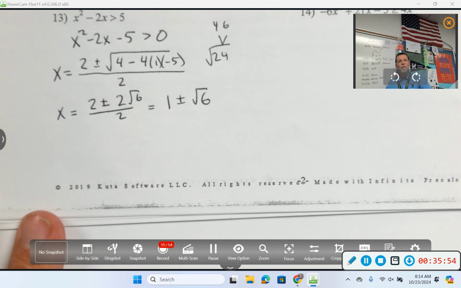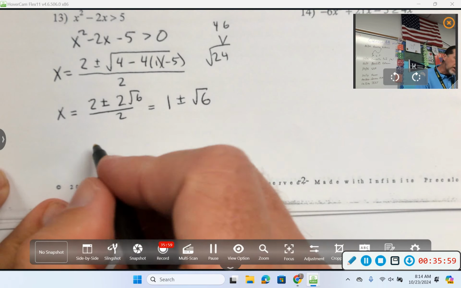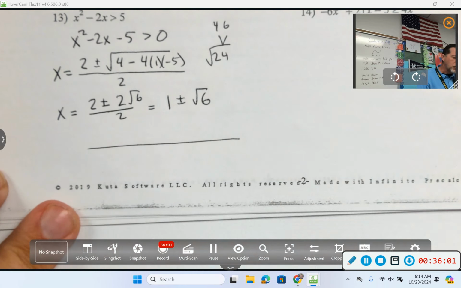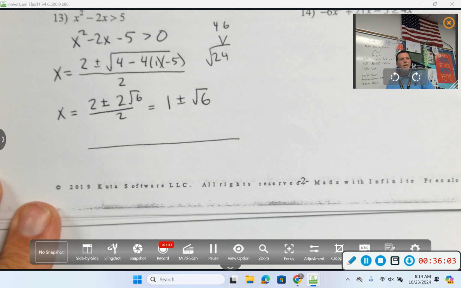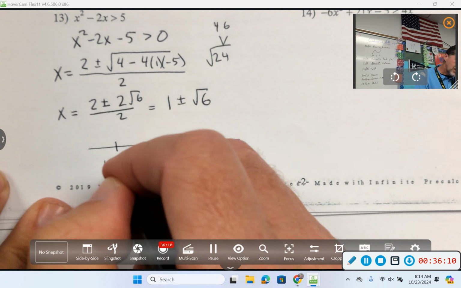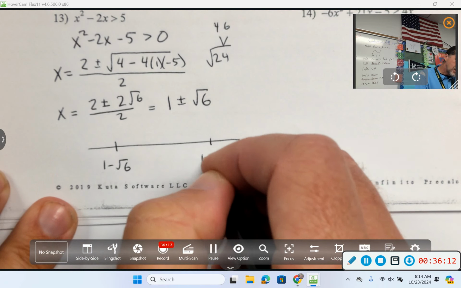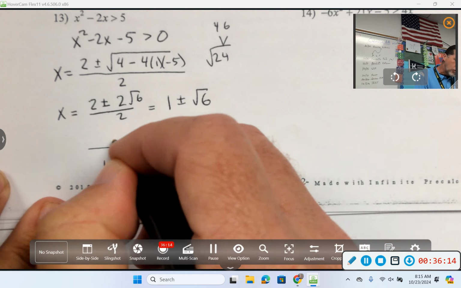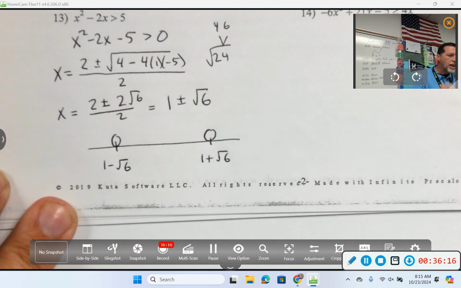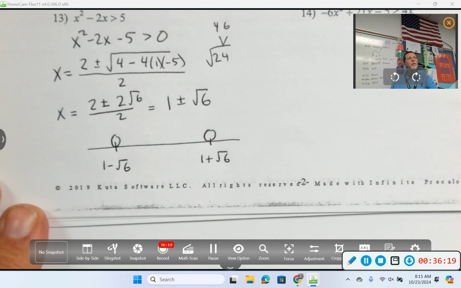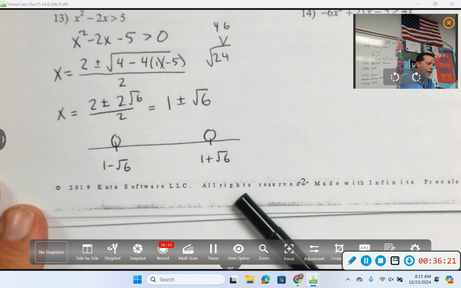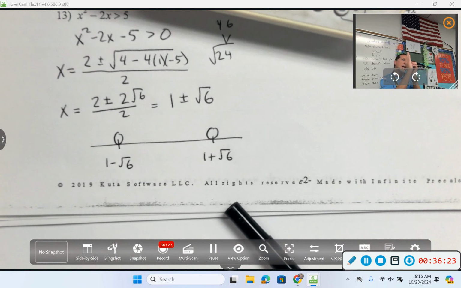Okay, that looks terrible. But for the number line, all you really need to know is which one's bigger than the other one. Well, I'm pretty sure 1 plus square root of 6 is bigger than 1 minus square root of 6. Open circles. And then I need a number in between 1 plus square root of 6 and 1 minus square root of 6.